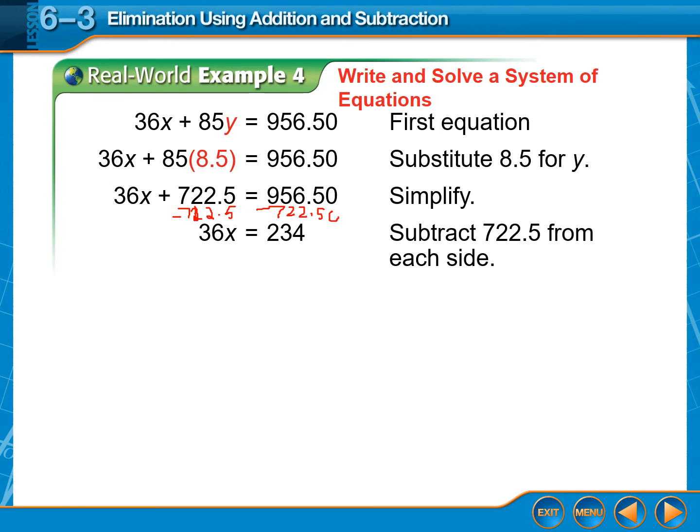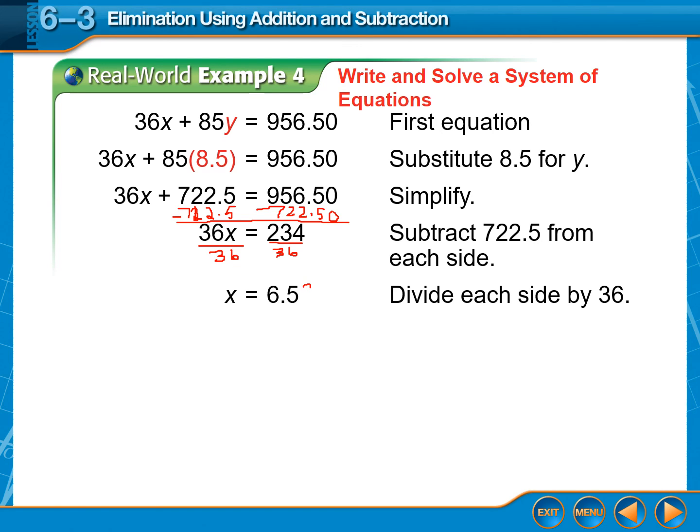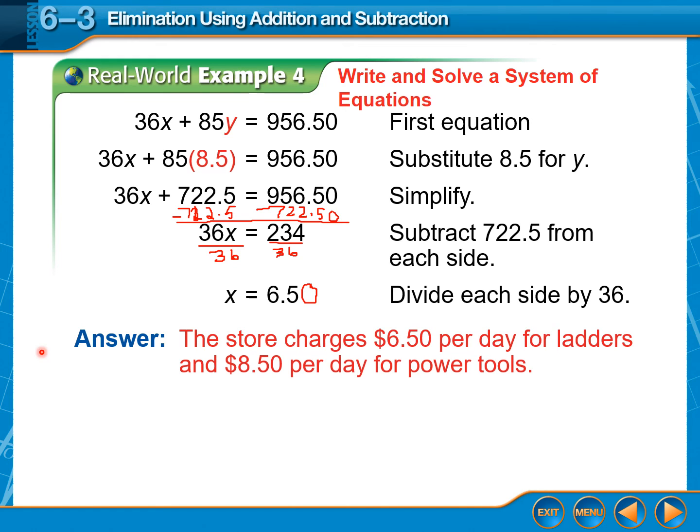And that leaves us with 36x is equal to 234. Divide both sides by 36, which leaves me with x is equal to 6.5. And again, we're talking about money, so the 6.5 means $6.50. So my combination for x and y, given both systems of equations, is that x is 6.5, y is 8.5, which means that the store charges $6.50 per day for ladders and $8.50 per day for power tools.